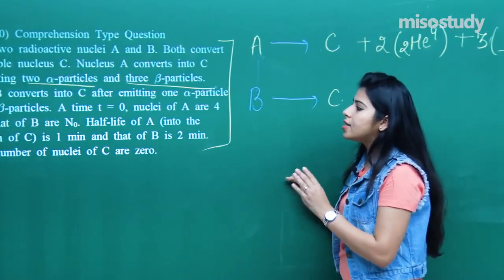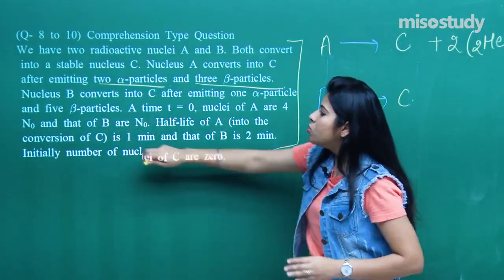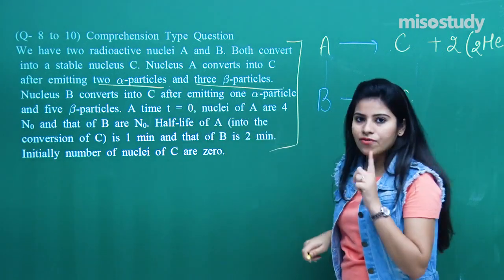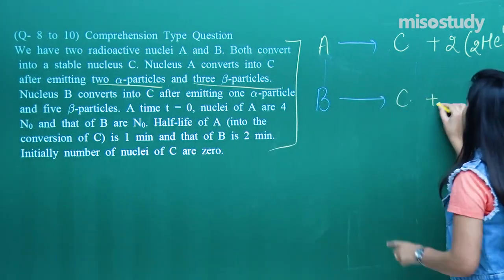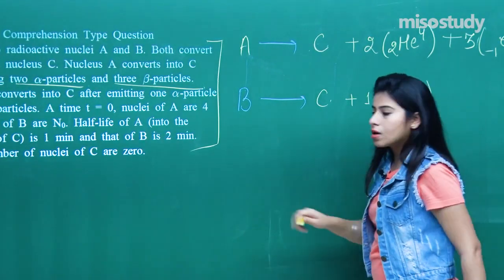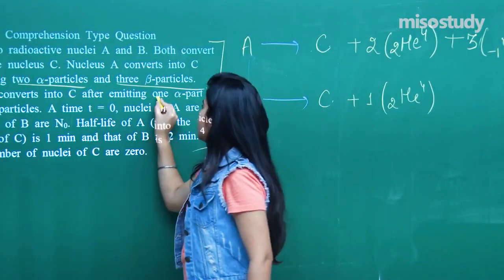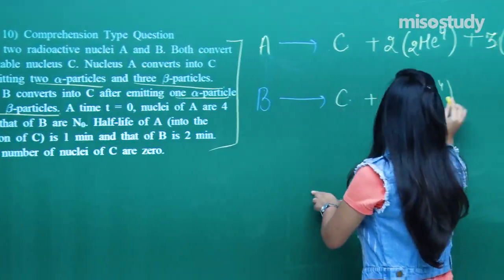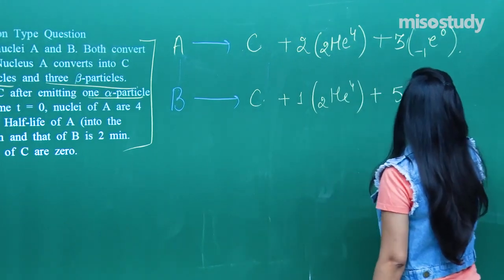Okay, so let us just see now for the nucleus B. Nucleus B converts into C after emitting 1 alpha particle. So 1 into alpha particle, that is 2He4. 1 alpha particle and 5 beta particles. So let me just write over here 5 beta particles.